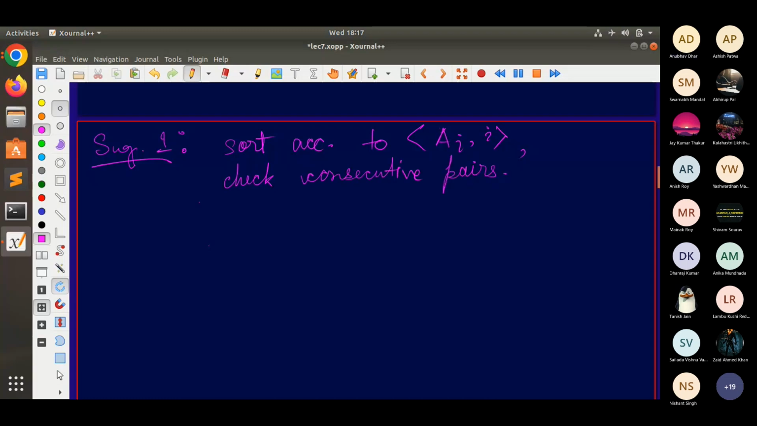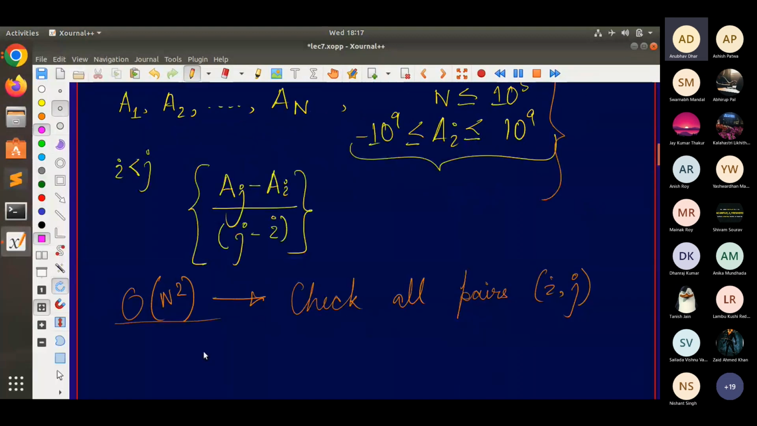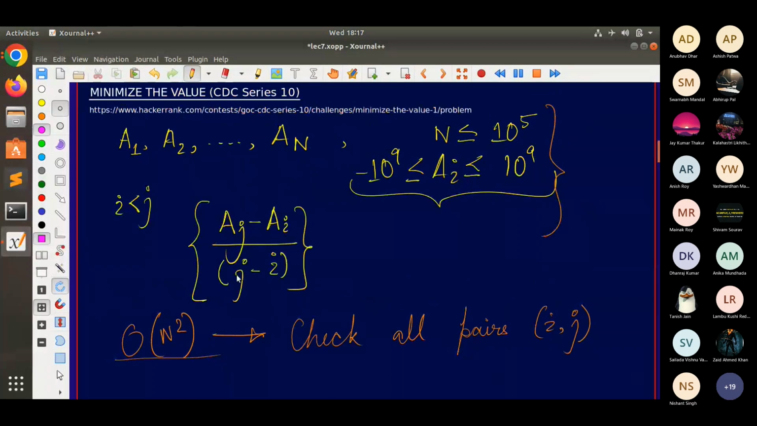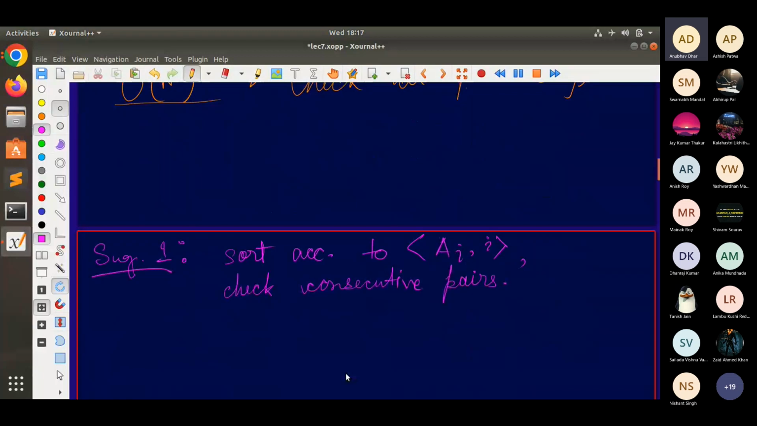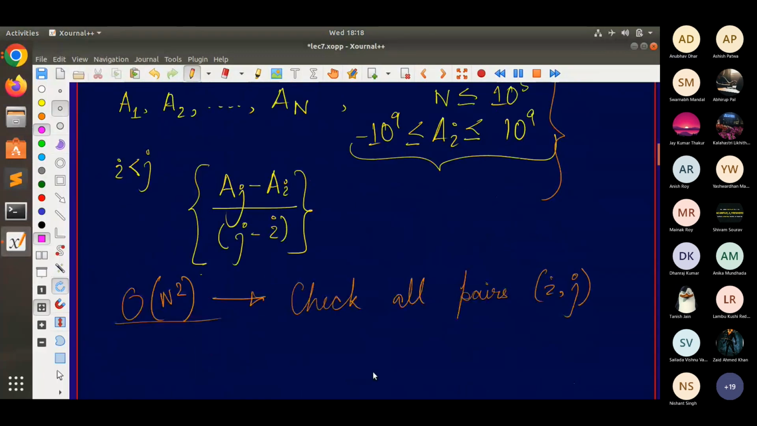Okay, so now our task is to either come up with the proof or come up with a counterexample. Can anyone come up with a proof that this thing would always work and always give you the minimum possible value of this? Anyone?